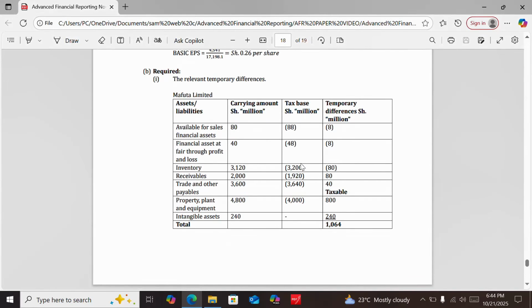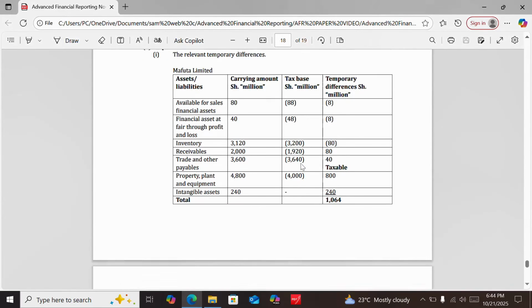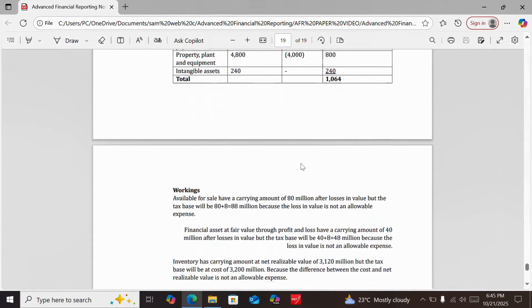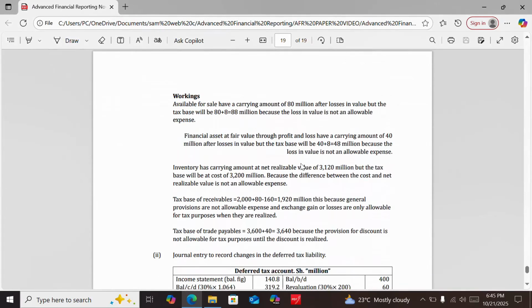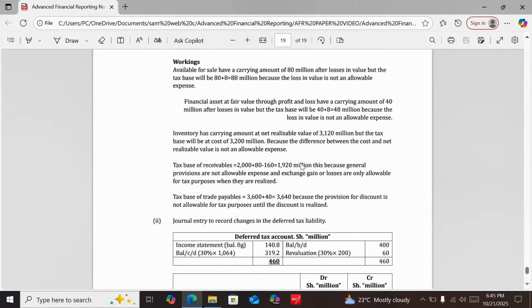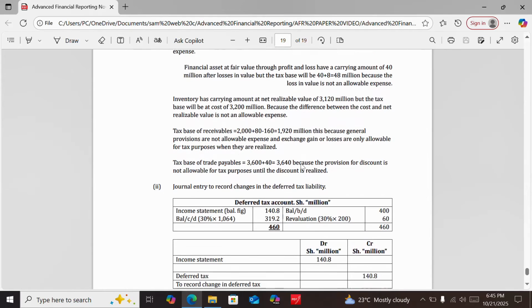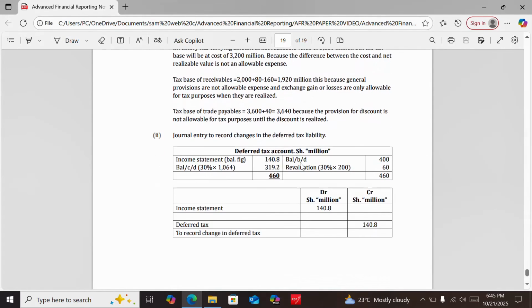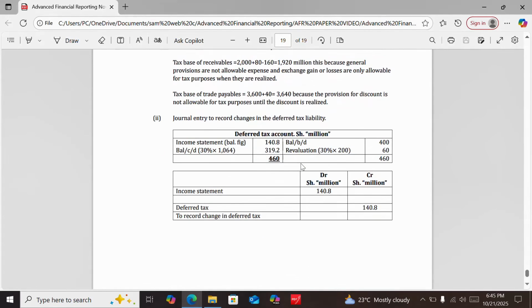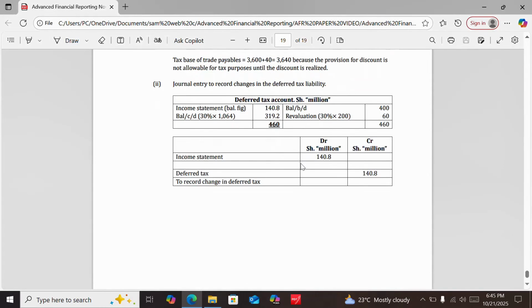Remember, the temporary difference is the carrying amount minus the tax base of an asset or liability. And then we have some workings for that relevant temporary differences. And then we have the journal entry to record the deferred tax liability.